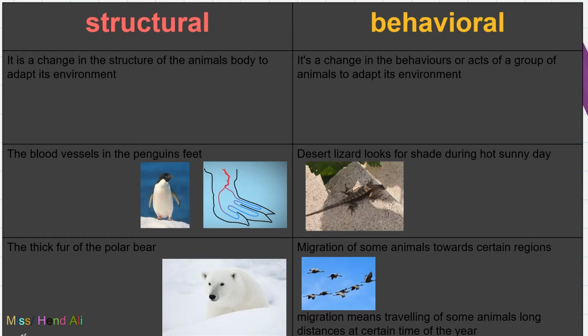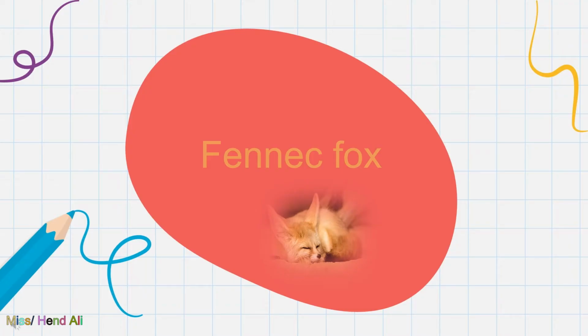So we have known the definition of structural adaptation, the definition of behavioral adaptation, and two examples for both of them. Now let's talk about fennec fox. I know that we have talked before about fennec fox, but today we're going to talk about the structural adaptation and the behavioral adaptation of the fennec fox. Now repeat after me: fennec fox, fennec fox, fennec fox.